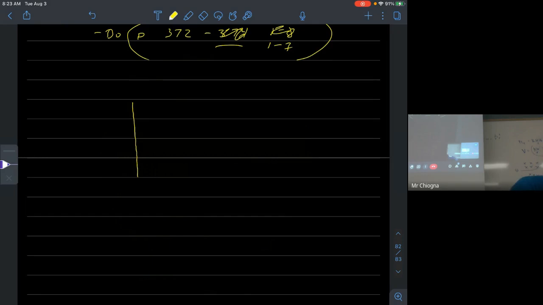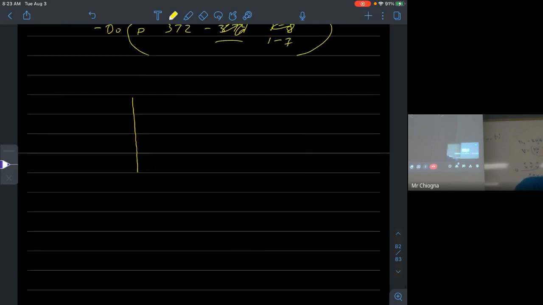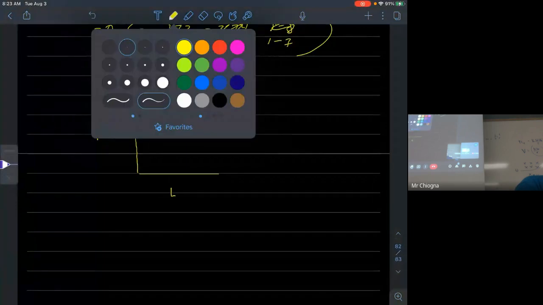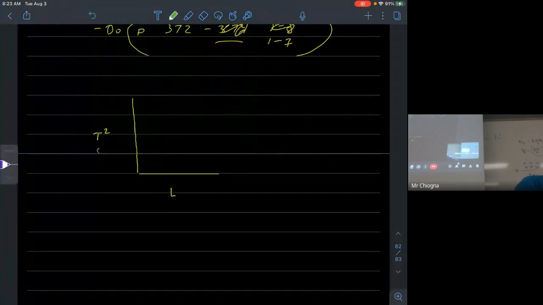So again, just make sure you put a title. Include the unit. So in this case, it'd be seconds squared. Meters here.